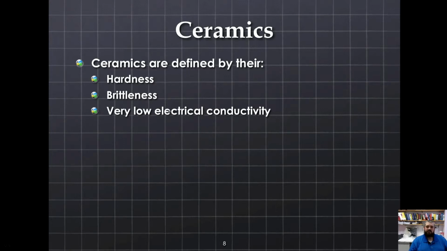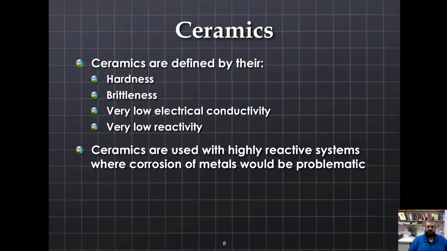They also have very low electrical conductivity and very low reactivity. So in applications where you have really reactive systems and metal corrosion could be a problem, you could use ceramics. An example of that would be the lining of a furnace. So if you have a really high temperature reaction occurring, the corrosion of that material could be very detrimental. And so you could actually line the entire reactor in the furnace with a ceramic lining, and that would essentially limit the corrosion that would occur on the metal because it's essentially protected by a ceramic surface.